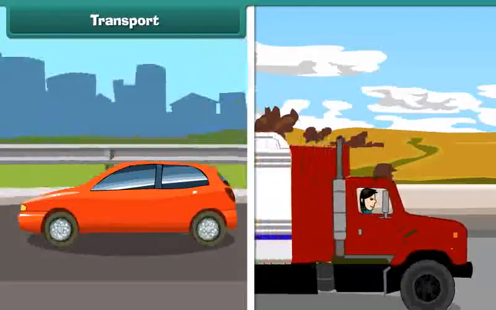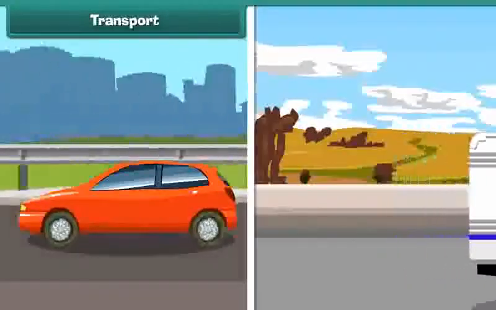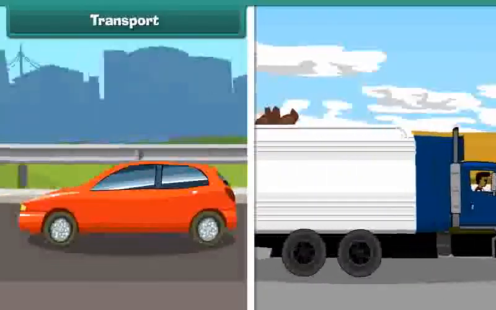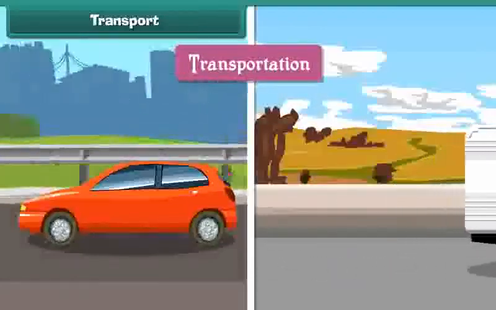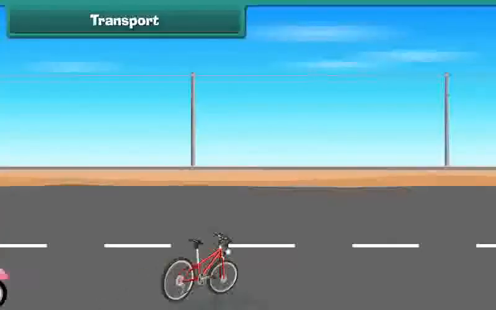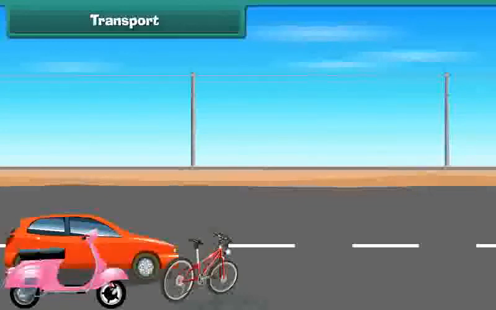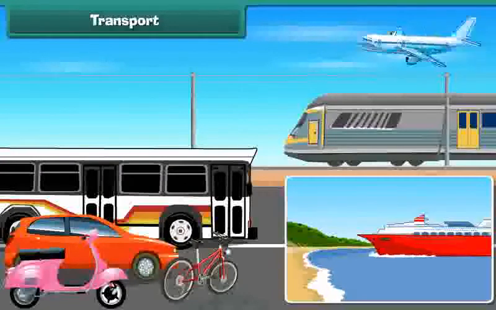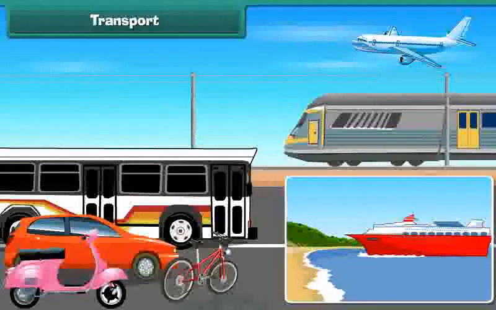Transport. The movement of goods, animals, and people from one place to another is known as transportation. People use cycles, scooters, cars, buses, trains, boats, ships and aeroplanes to move from one place to another. The vehicles used to move goods and passengers from one place to another are called means of transport.